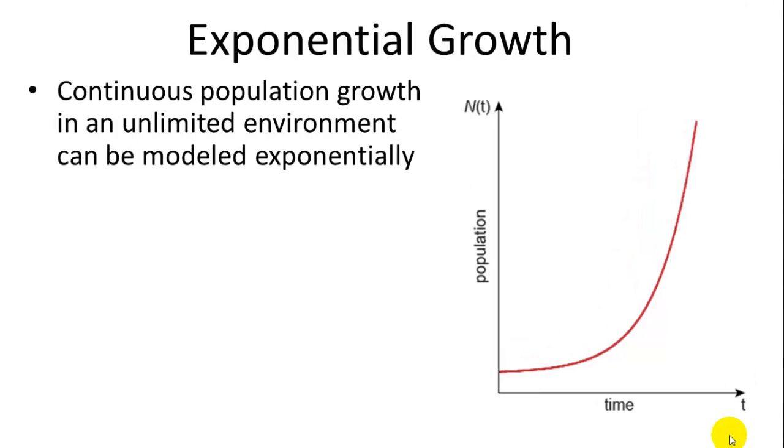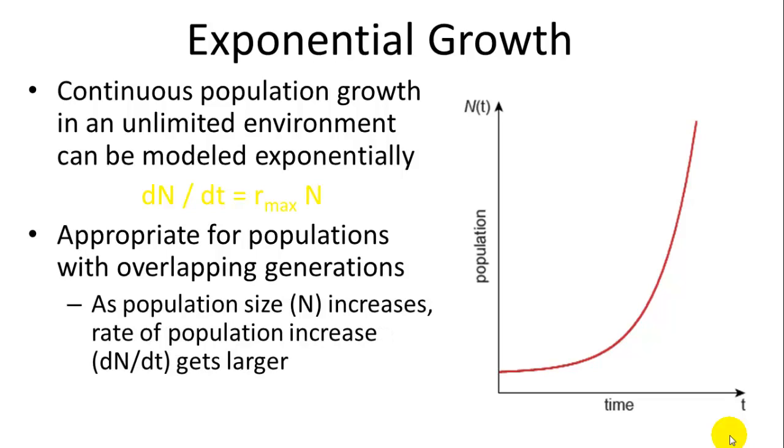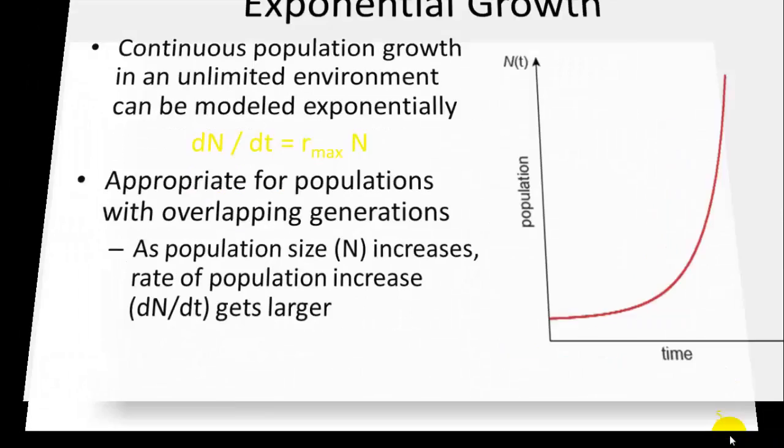All right, exponential growth is similar, except you have overlap between the generations. So this is continuous population growth in an unlimited environment, so there are no restrictions to the growth. The change in the population over time equals the rate times the population. So this is appropriate for populations with overlapping generations. As population size increases, the rate of population increase does as well.